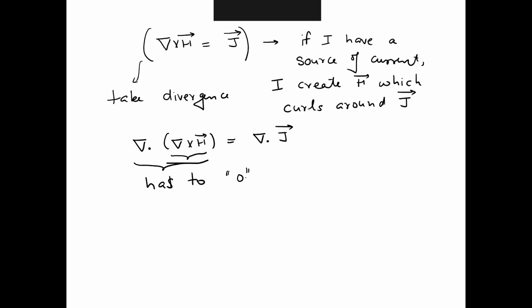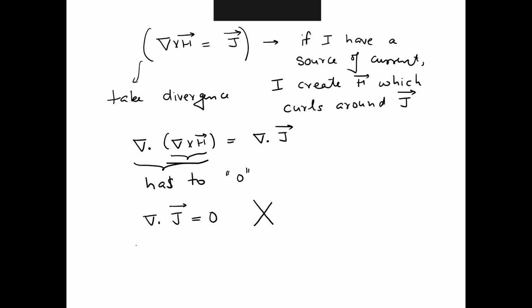If I take the divergence, it cannot be flowing outwards at the same time. So the divergence of the curling field has to be zero, and then you get an equation which is del dot J is equal to 0. And this is a totally wrong equation. This equation basically states that you cannot have any source of current ever, that you cannot add or remove any electrons or have any kind of current source.